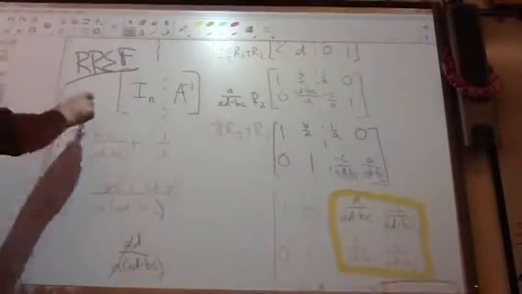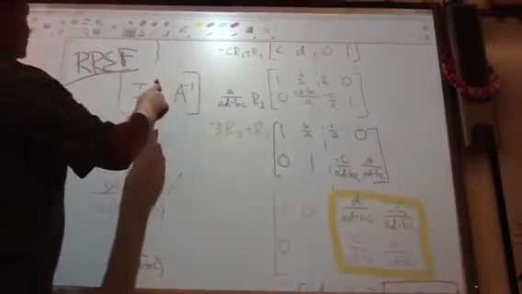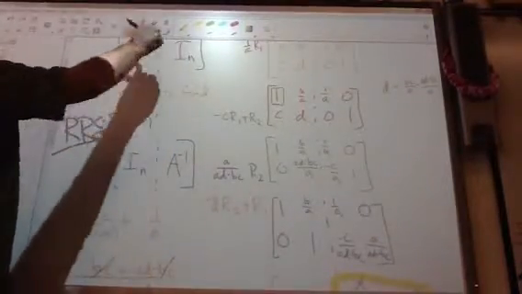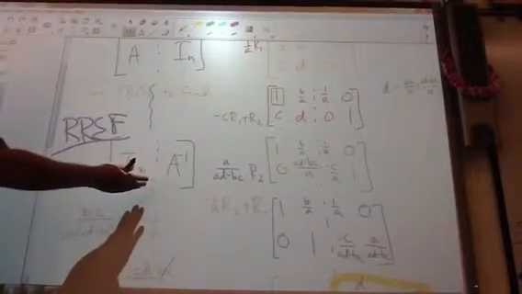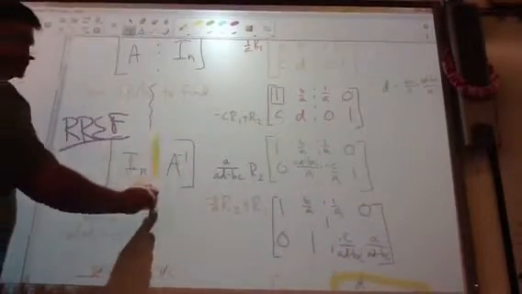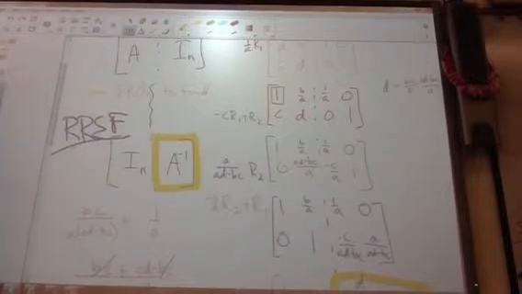So what I started with here was A with the identity over here. I do my elementary row operations, and what do I end up with? The identity and A inverse.